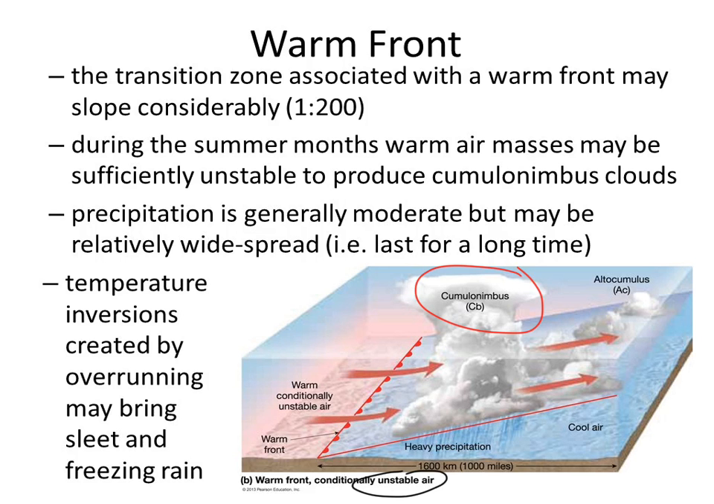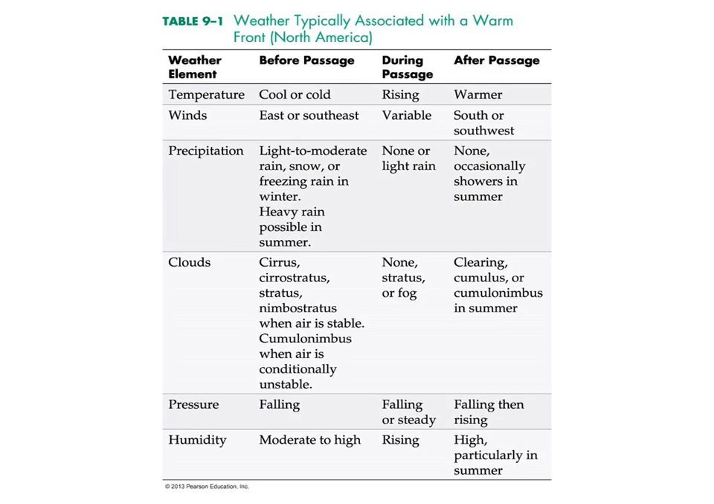So we say that the transition zone between the warm air that's kind of encroaching in on the cold air has this long, gradual slope. So then, for each, the warm and the cold fronts, your author put together a series of what to expect before, during, and after. I think, yeah, that should work.